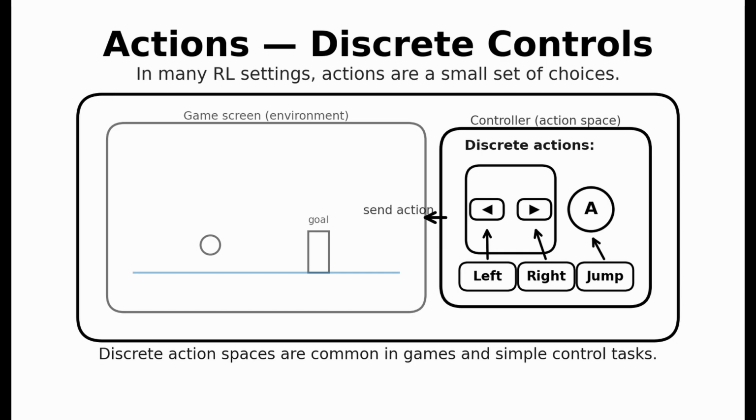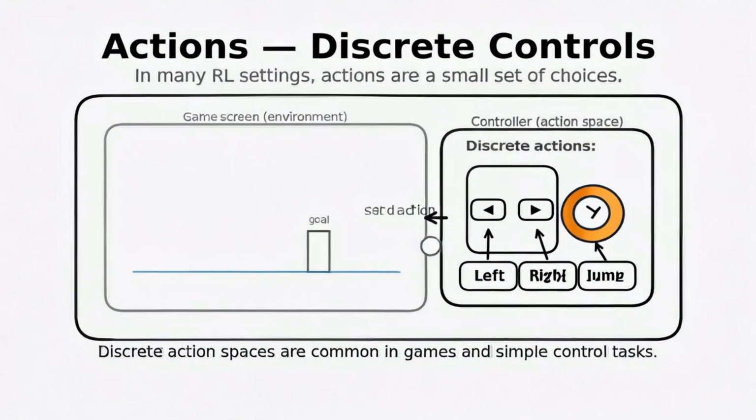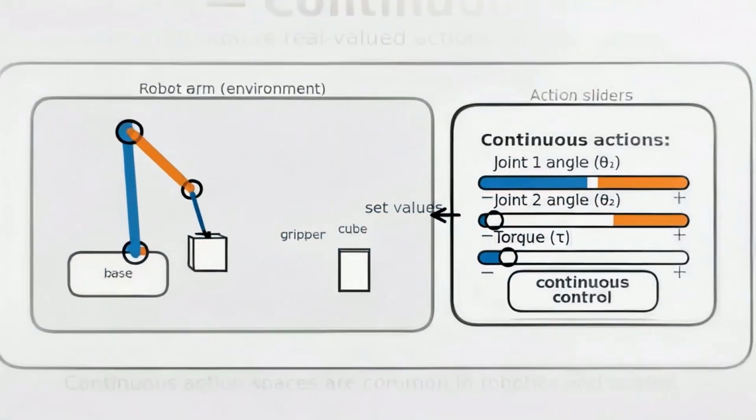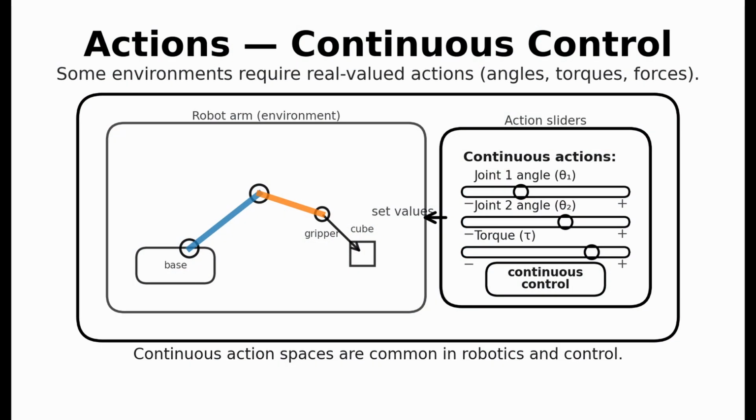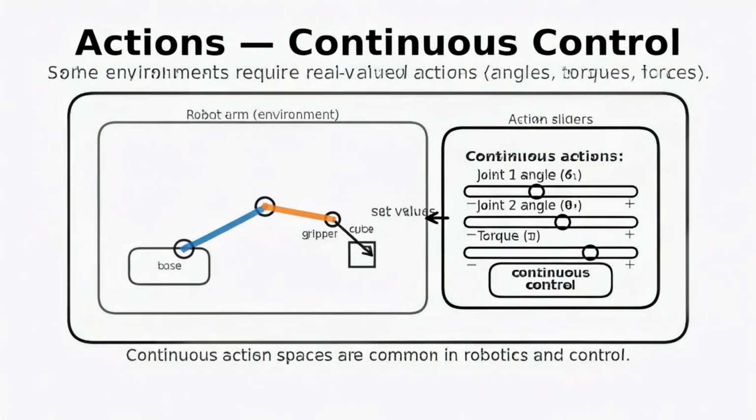Actions come in two common types. Discrete actions, choose from a small set, like move left or move right. Continuous actions, choose a real-valued control signal, like motor torque. Discrete actions tend to be easier to start with. Continuous actions are more realistic for physical control, but they introduce extra learning challenges.